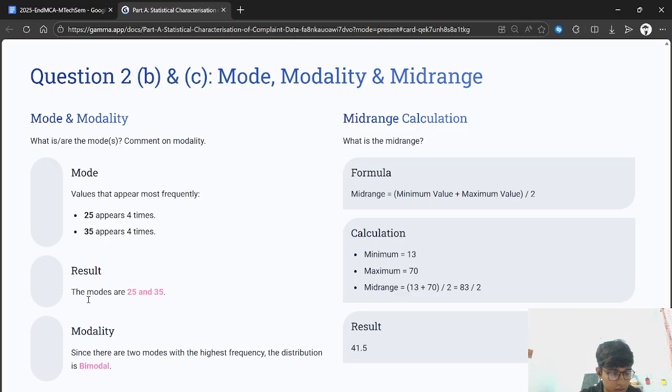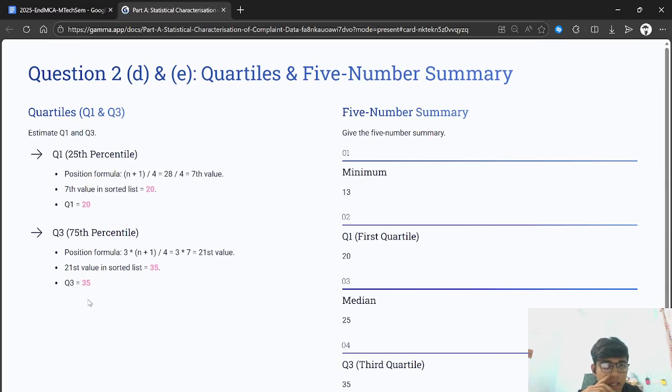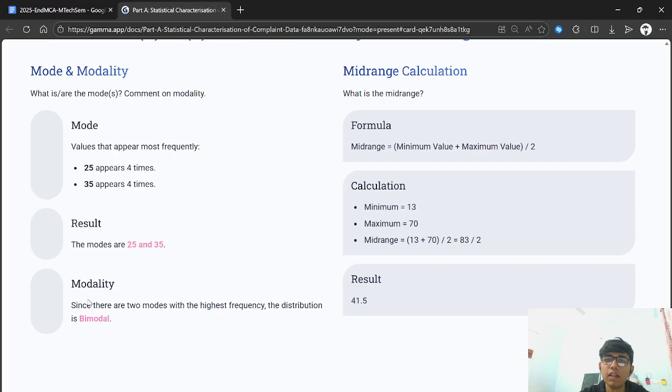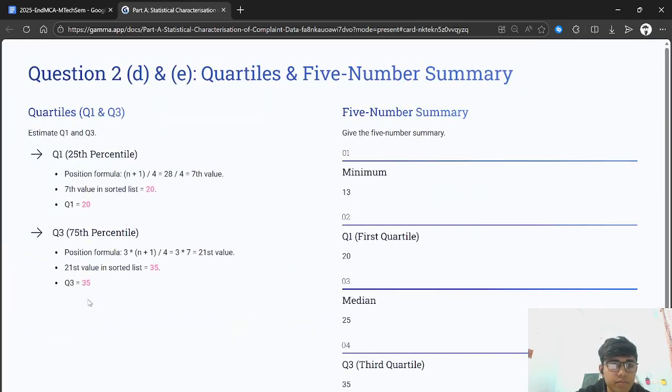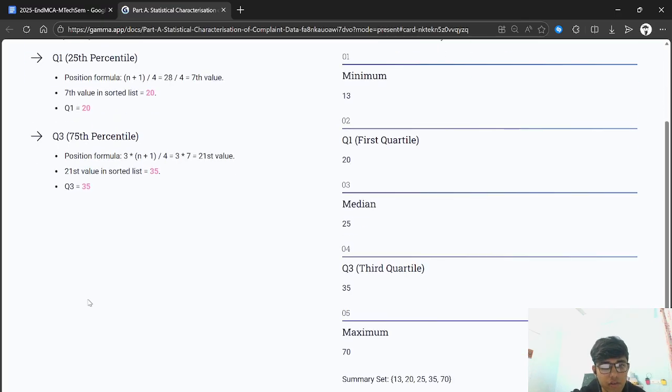So let's shift to question number D and E. The maximum of this data is basically the 13th observation. The 25th percentile is given by the formula (n plus 1) over 4, that is 28 over 4, that is the seventh value in our sorted list, that would be 20. Similarly, we calculate the 75th percentile, that would be 3 into (n plus 1) over 4, that is 3 into 7, that is the 21st value in our sorted list, that is 35.